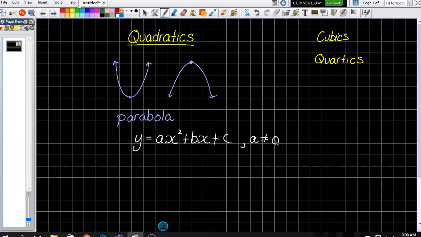With cubics, it's then going to be ax cubed plus and so on. And with a quartic, that's going to be x to the 4 plus and so on. Your investigation that you're going to do for this unit is going to be revolved around quartics, and a lot of it will just be using software and your graphics calculators, okay?